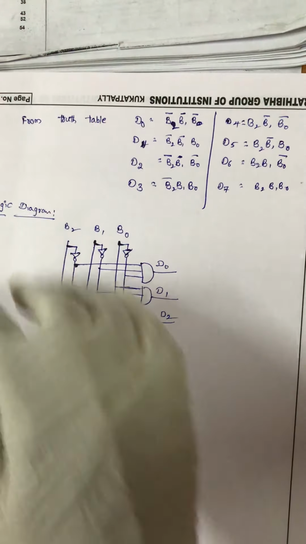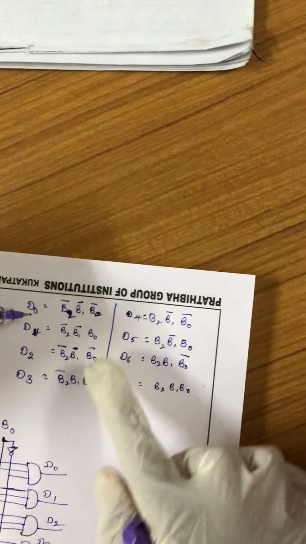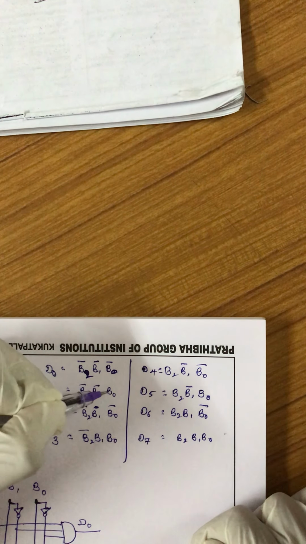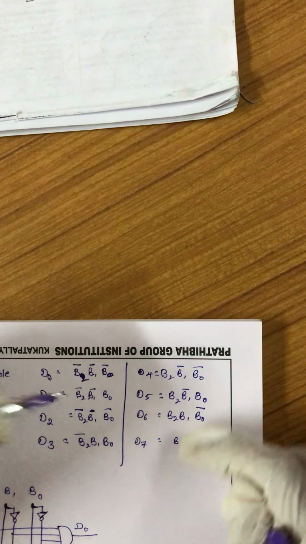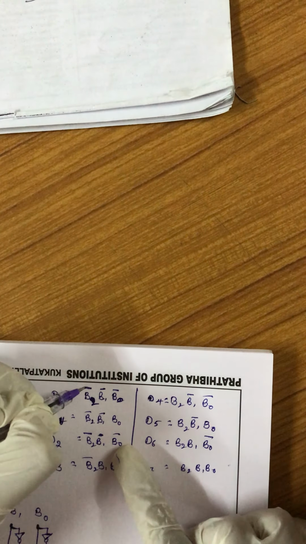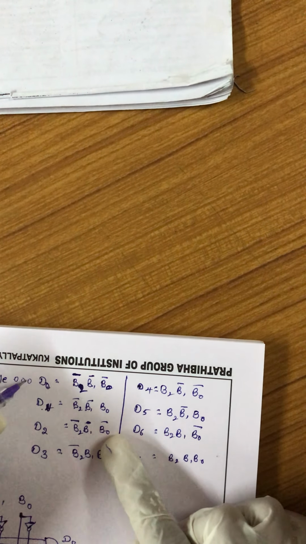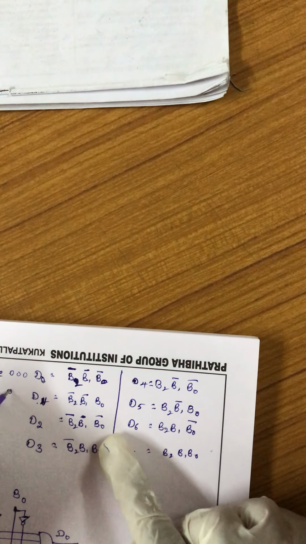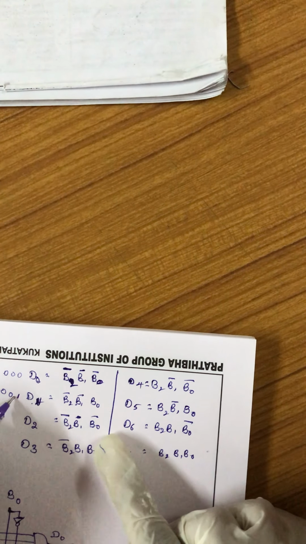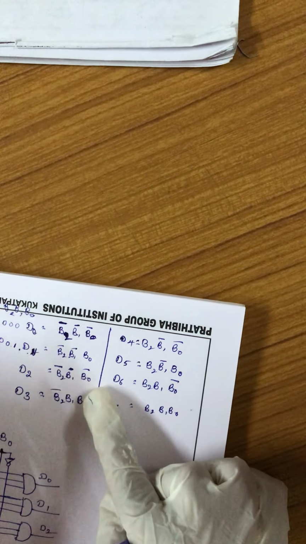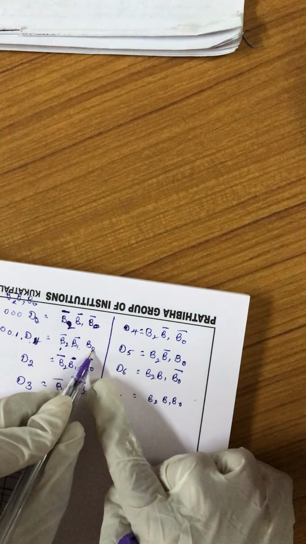Okay. So D0 is B2 bar, B1 bar, B0 bar. D1 is B0, B1 bar, B2 bar. So the representation is by using the possibilities. First, D0 means all zeros. Next, D1 means 0 0 1, so 0 0 1 means B2, B1, B0, so B2 bar, B1 bar, B0.